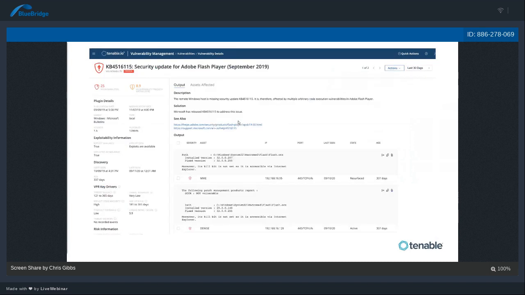When it comes to looking at the actual assessment side of things, this is a slightly older screenshot, but we can see here that the system has been assessed, we found a vulnerability, and we've done the check by looking at the file version. We've logged into the system, we've looked at the file version of Adobe in this case, and we've identified it's outdated, therefore is vulnerable to this specific vulnerability.